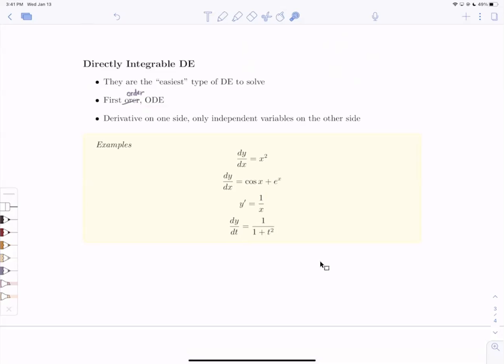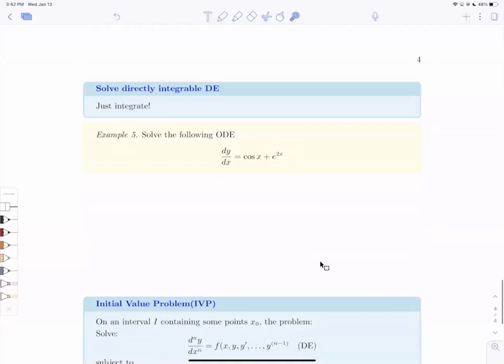Basically, you have a derivative on one side and only the independent variable on the other side. So the format is basically dy over dx equals f of x. So on this side, it can only be a function of x. So if you see something like this, for example, dy over dx equals x squared, dy over dx equals cosine x plus e to the power of x, y prime equals 1 over x, dy over dt equals 1 over 1 plus t squared, then what you can do is just integrate both sides. It's really simple, just integrate both sides.